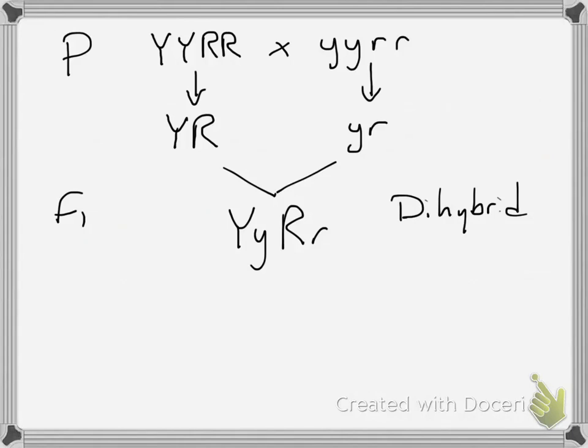Okay, now our F1s are dihybrid for two traits. At this point I'm only going to move this forward for independent assortment, right? So we've got independent assortment.